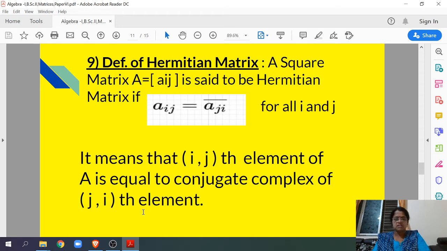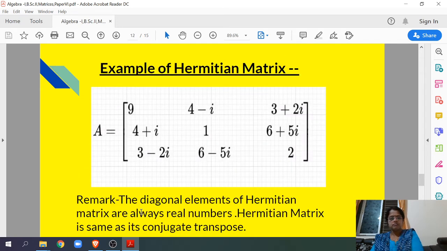Now we will see one example of Hermitian matrix. Now this is the number 4 minus i, which is in the first row and second column, that is A12 element. If A12 is 4 minus i, then A21 will be its conjugate, and therefore that is 4 plus i. Now this number is A13, which is 3 plus 2i, then A31 will be its conjugate, 3 minus 2i. The diagonal elements of Hermitian matrix are always real number. Then and then only they can satisfy the condition given in the definition. Hermitian matrix is same as its conjugate transpose.